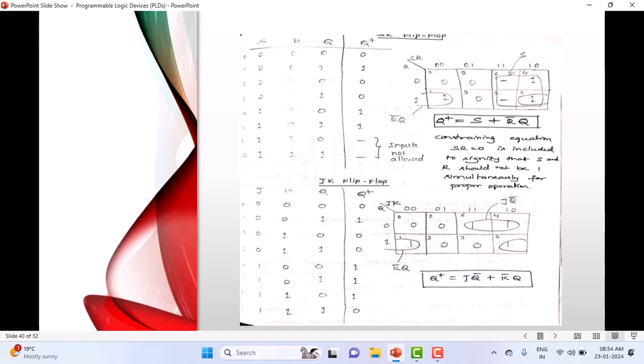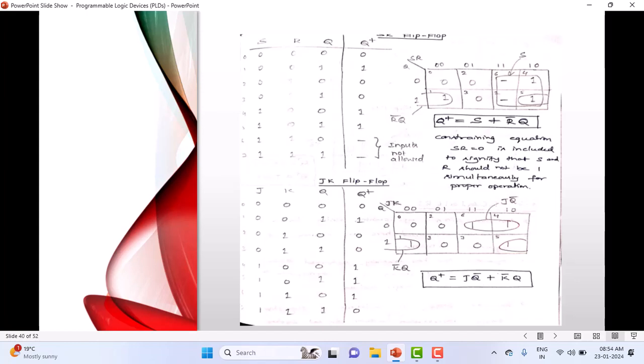Now represent this state table on the K-map. This is a three-variable K-map because the three variables are J, K and Q. J and K are the inputs, Q is the present state. That's why J, K are taken as inputs here, with Q the present state. And you can write the Q plus output by representing this column on the K-map. Everything remains the same as we have shown here. 1 and 5 remain 1, and 6 and 4.